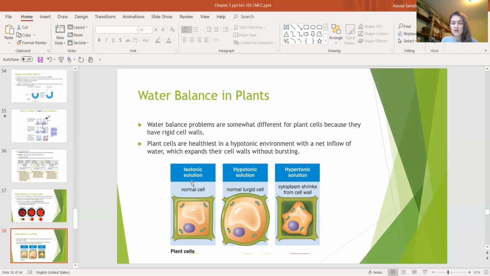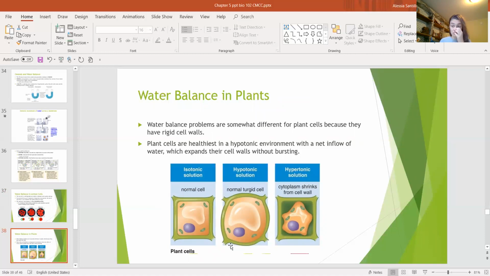So in an isotonic solution, the plant is normal. In a hypotonic solution, the cell blows up like a hippo. Yes, the plant cell swells up, but because of that cell wall, which basically helps strengthen the cell. So plant cells have a plasma membrane, and then outside the plasma membrane, they have a cell wall. The cell wall stops the cell from blowing up, which is fantastic.